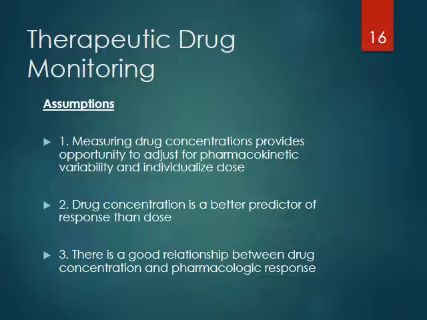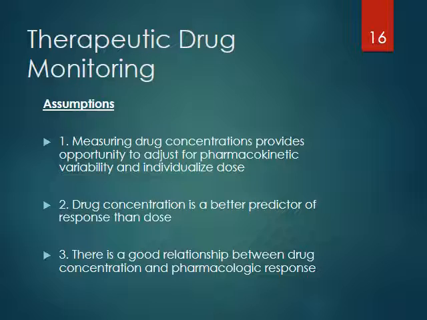So some assumptions you have to make with therapeutic drug monitoring, the first of which being that by measuring drug concentrations, that's going to help provide us an opportunity to adjust for pharmacokinetic variability within patients and to help individualize the dose. So there needs to be some kind of pharmacokinetic consistency with the drug, where if I change the dose or I change the frequency, there's going to be some fairly predictable changes in actual blood levels that give me the ability to individualize that dose for that patient.